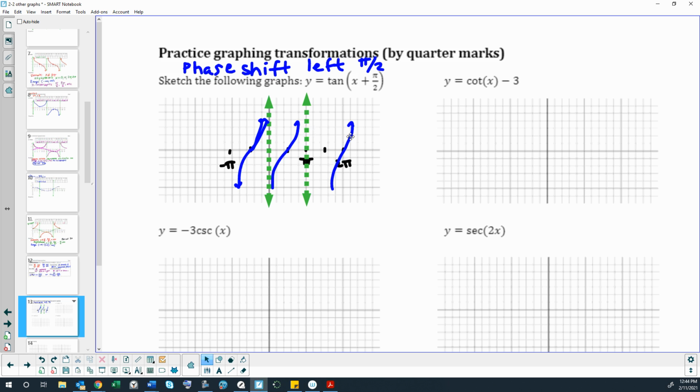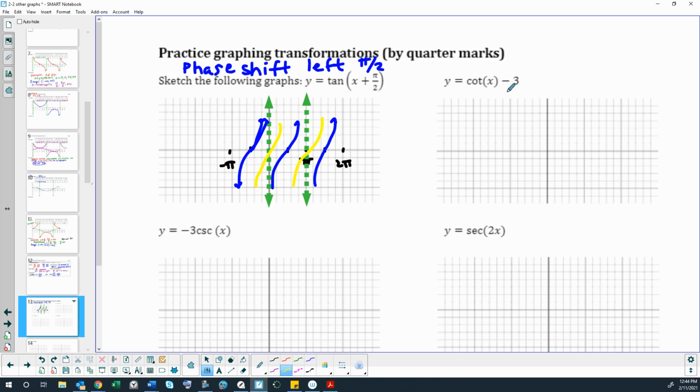Now, if I was actually doing this on paper, it's nice to have those guidelines in to begin with anyway. So just to remind you where they originally were, it was in here, and here, and we just moved everything to the left pi halves. So sometimes I like to use colored pencils or just draw lighter with my pencil and then put more pressure on my pencil to draw the actual graph after the transformation so I can tell the difference between the parent graph and the transformed graph, whatever makes it easier for you.